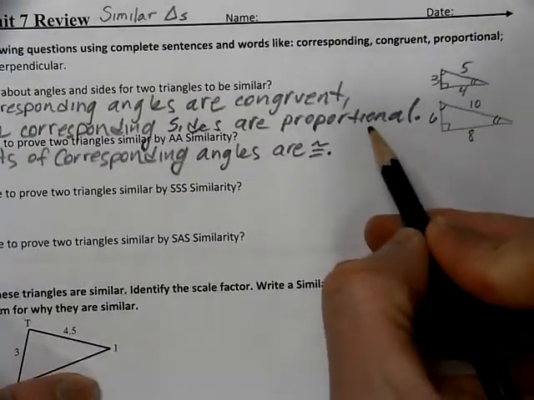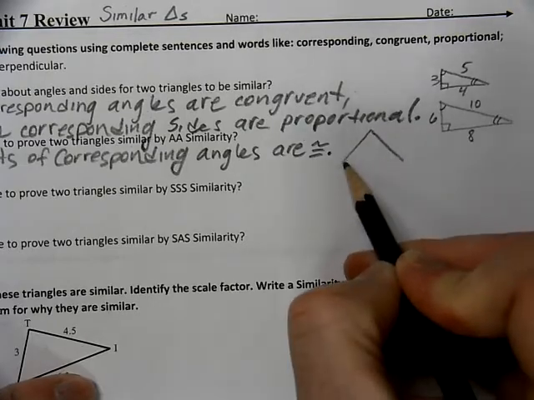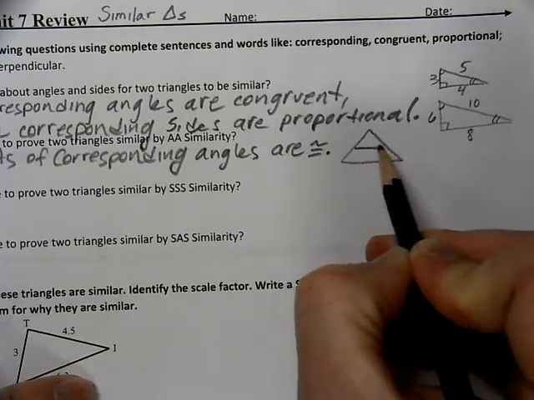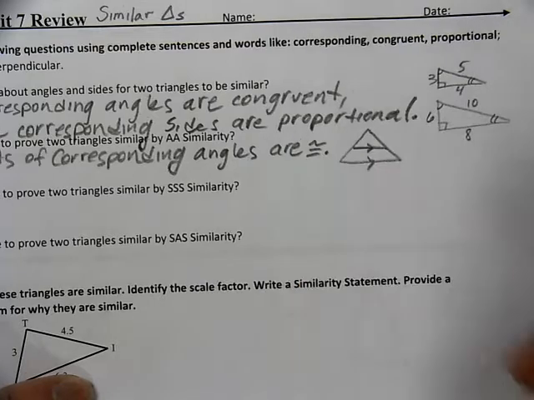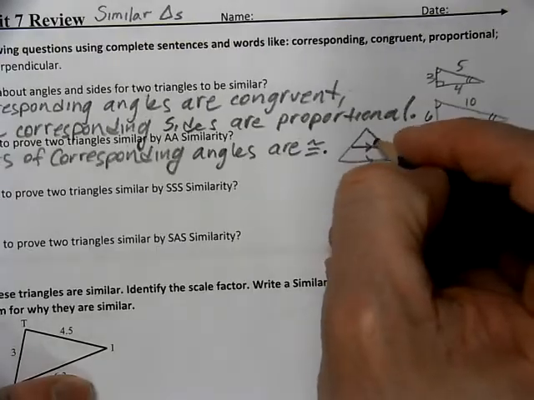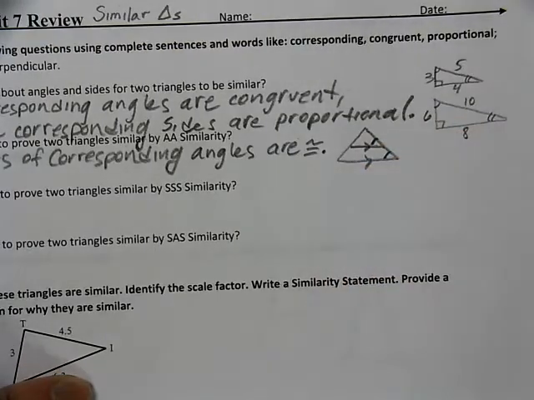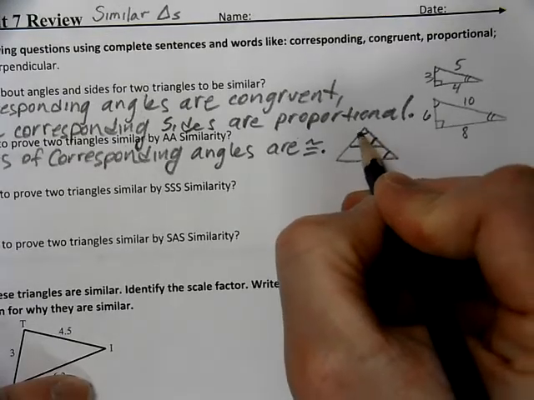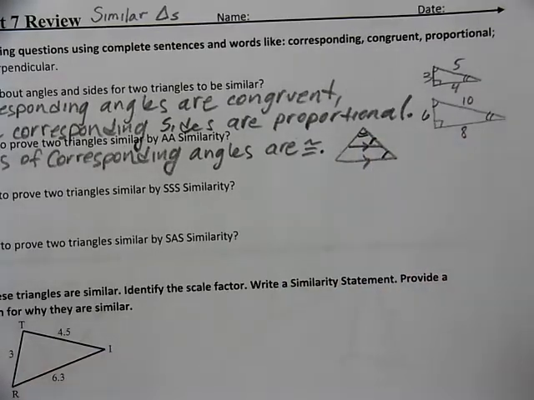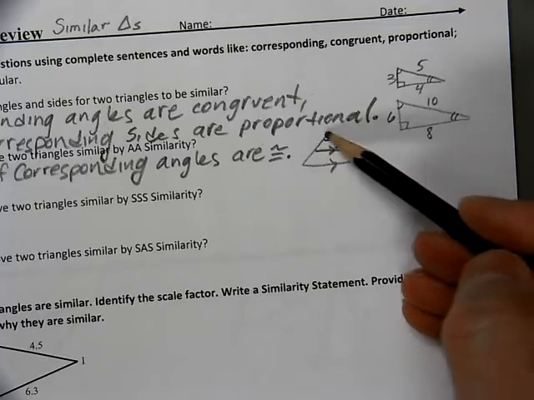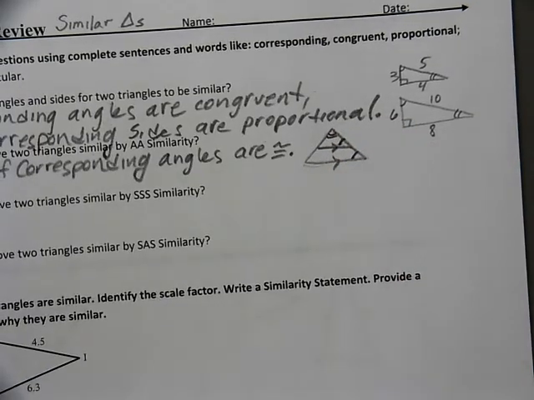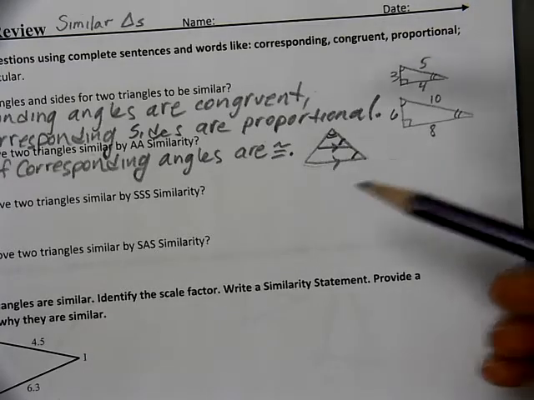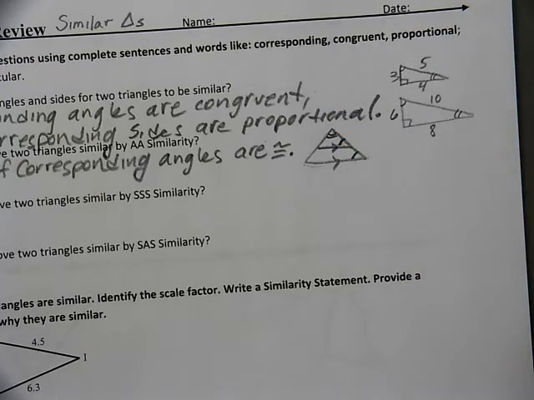So some real common pictures to draw might be something like this, where you could have parallel lines and you have corresponding angles, and then you have your reflexive angle up at the top. That would be enough to show that the small triangle and the large triangle are proportional. Or the terminology is the 2 triangles are similar.